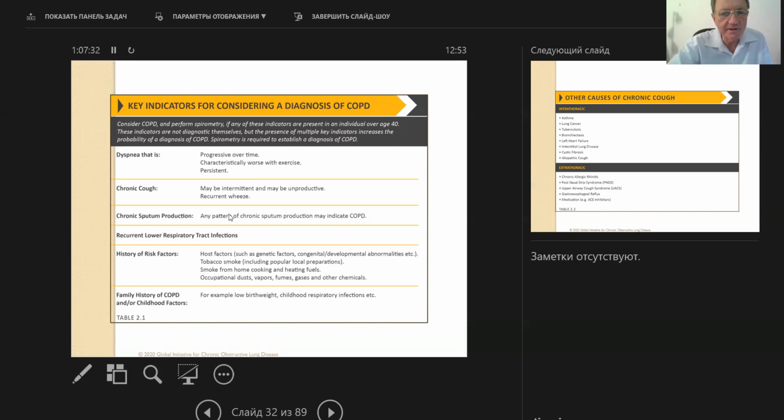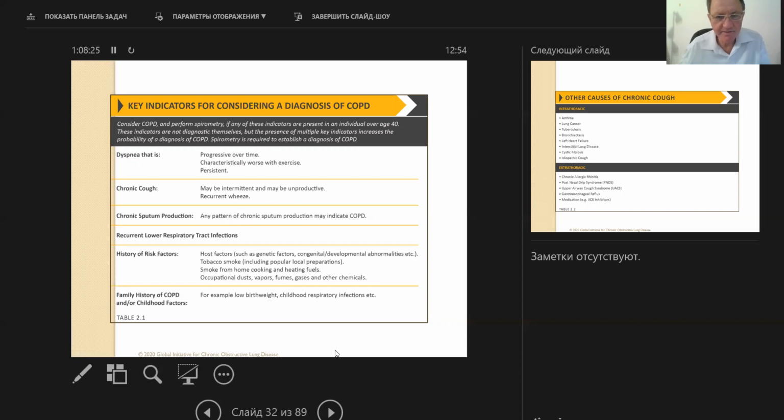But dyspnea in COPD is progressive over time. It is characteristically worse with exercise, and persistent. Like chronic cough, it may be intermittent and may be unproductive. Sometimes there is recurrent wheezing and chronic sputum production. Any pattern of chronic sputum production may indicate COPD. History of risk factors: I talked about smoking, and inhalation of other hazardous particles or gases.